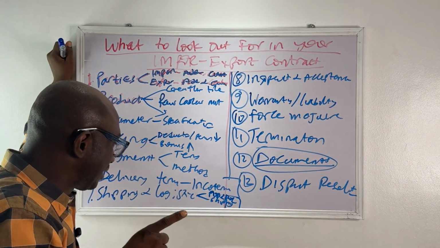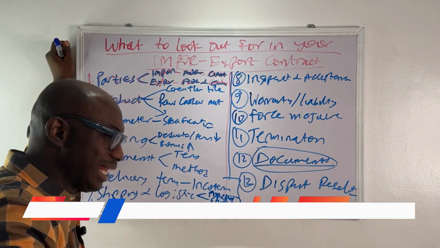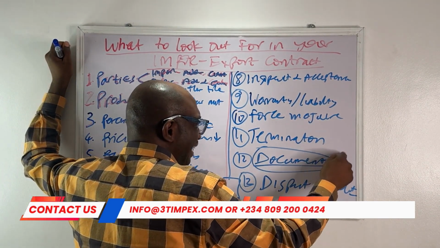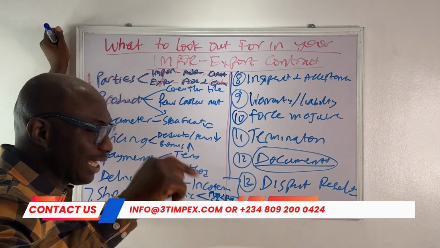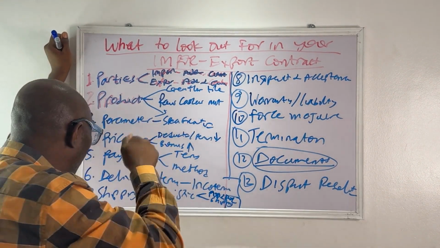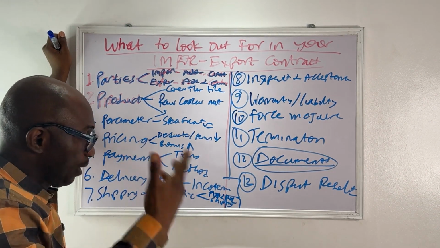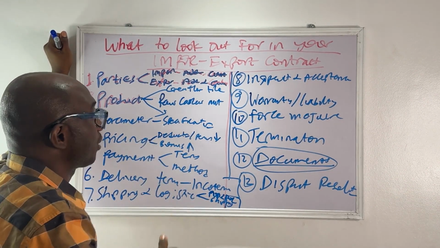Shipping and logistics. When are we shipping? Latest date of shipment. On that document, what is the latest date of presentation of document? But here, latest date. When are we shipping rather? Latest date of shipment. Logistics. Port of loading, port of discharge, shipping line. Is it what we agree?